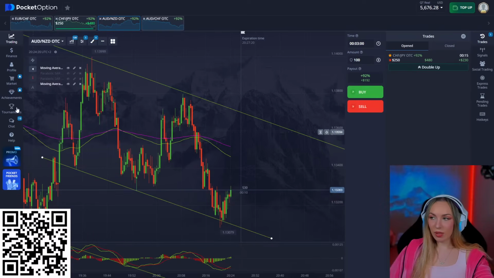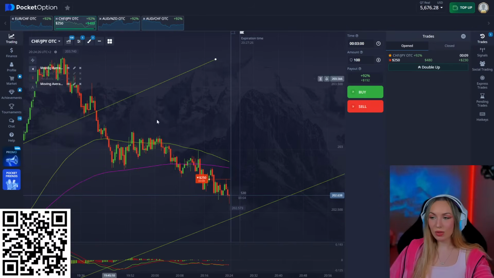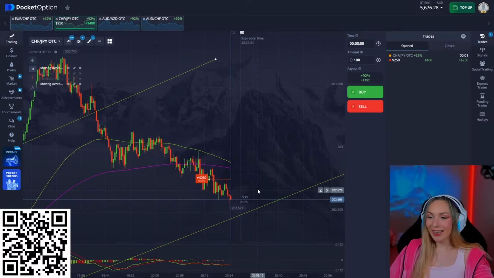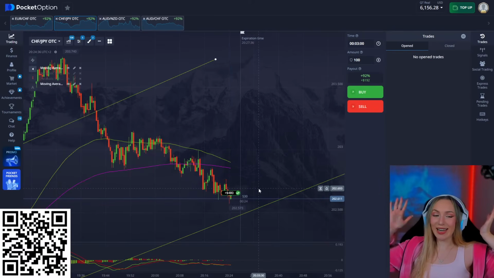And I want to see how the CHF/JPY is going to close. It's going to be 100% profitable because only the last 5 seconds are left and the profit is there.